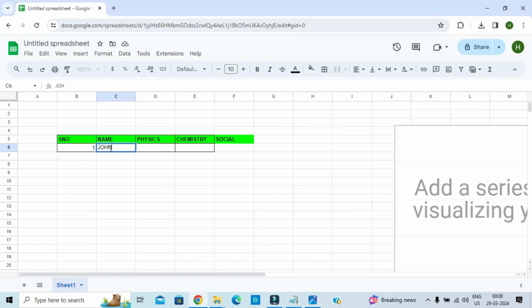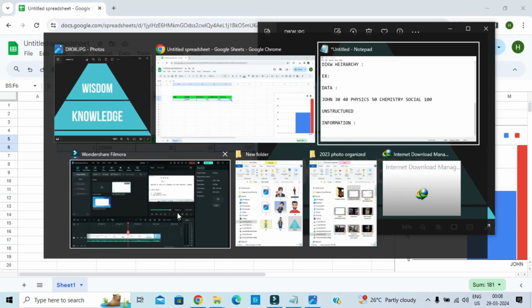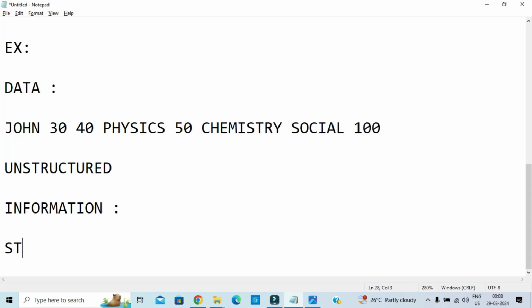So John is the person who got 30 in physics, 50 in chemistry, and 100 in social. If you look at this clearly, this is known as information. Why do we say this has information? Because it is clearly represented using a tabular format in the form of rows and columns.